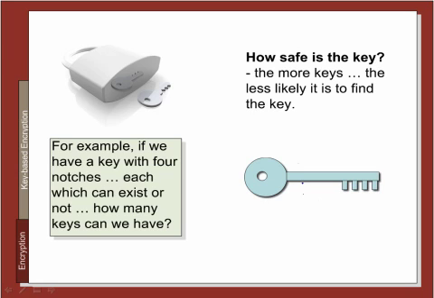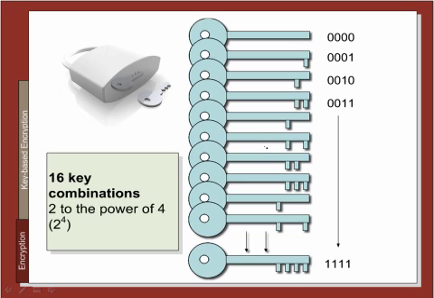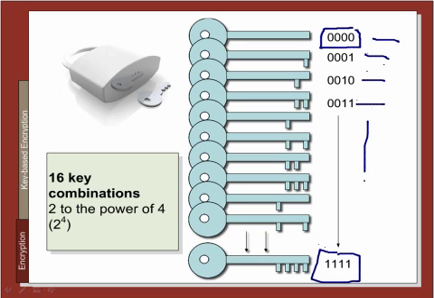So the key thing we need to know is that how safe is our key? How big should our key be? How complex should it be? So let's look at an example where we have 4 notches in a key, and the notches can either exist or not exist. How many keys can we have in total? Well, we can have 2 to the power of the number of notches, or in this case 16 different keys. If we represent this in binary format, a key without any notches is all zeros, and a key with all the notches is all ones. So we can see here that it wouldn't be too difficult to find the key because there are only 16.